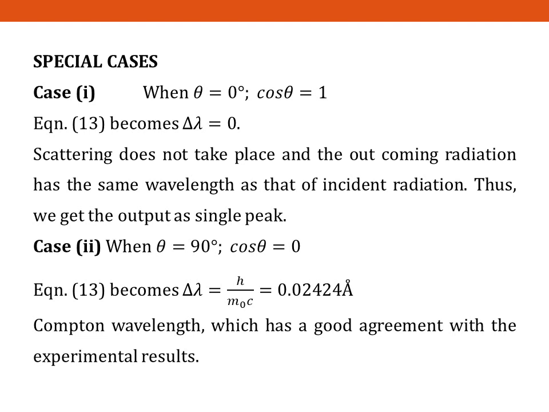In case 2, we assume theta, the scattering angle, to be equal to 90 degrees, thereby making cos 90 equal to 0. When we substitute cos theta as 0 in equation 13, we have the Compton shift equal to h by m naught c. On substitution of the various values of h, m naught and c, we obtain the Compton shift to be 0.02424 angstrom. This value of the Compton shift is called the Compton wavelength and is in very good agreement with the experimental results.